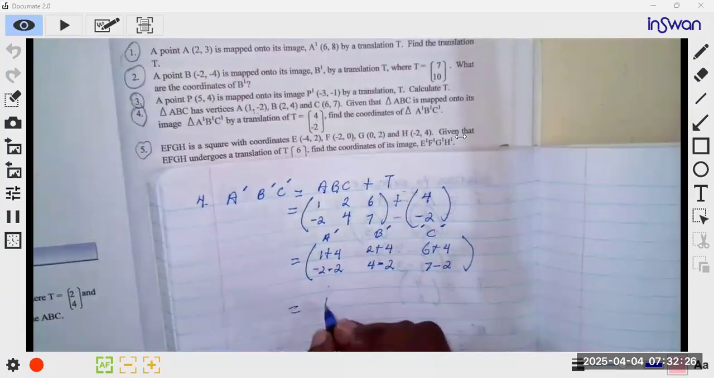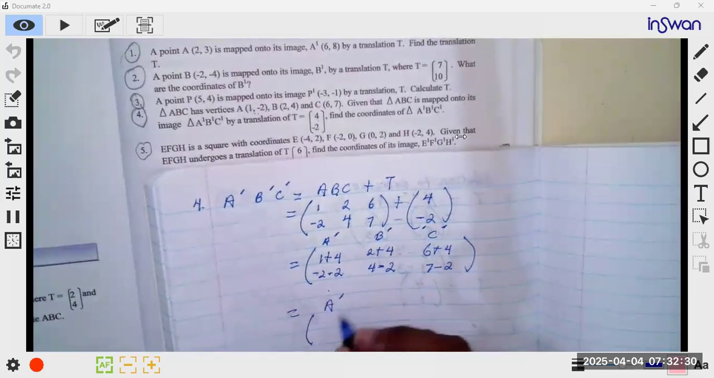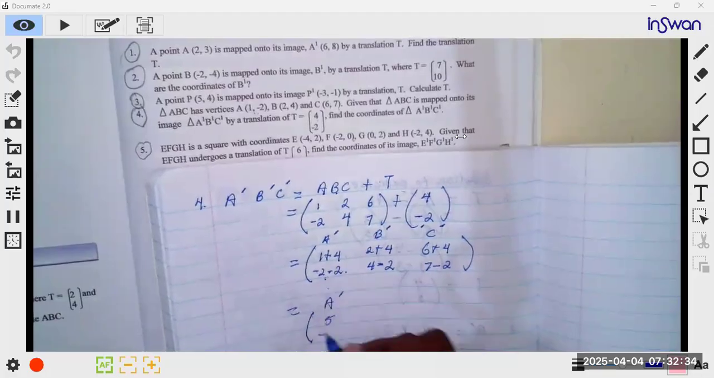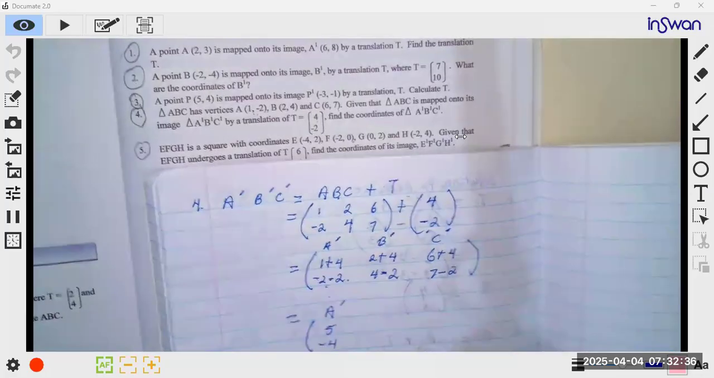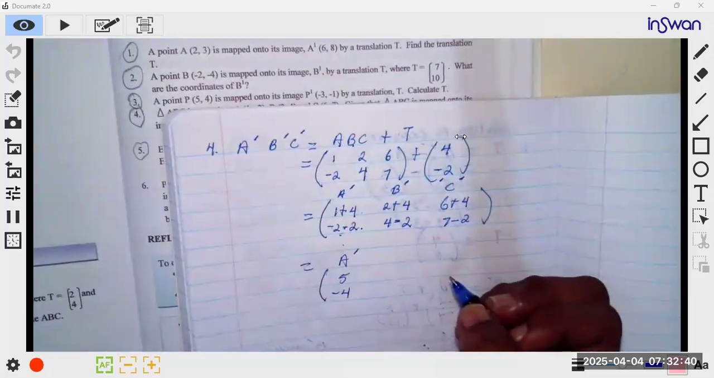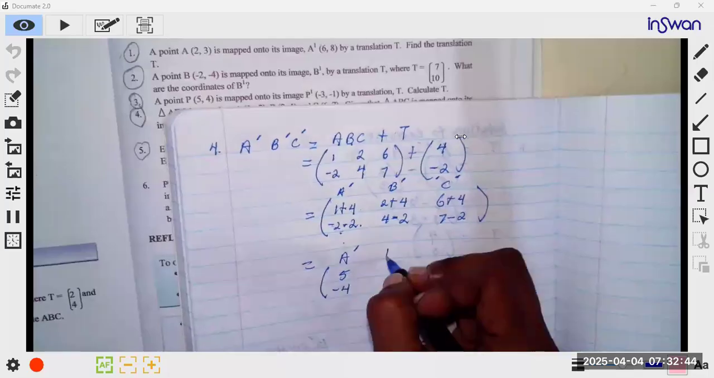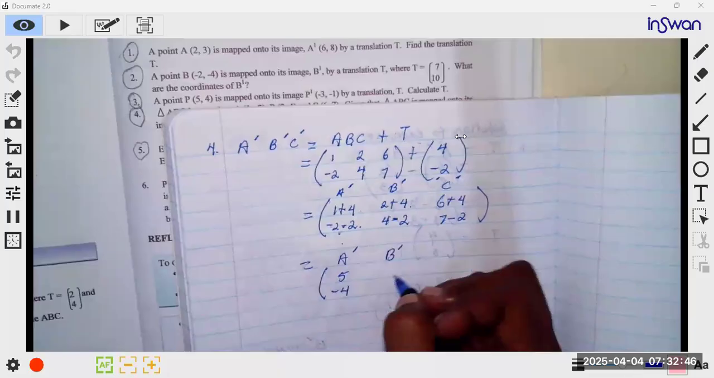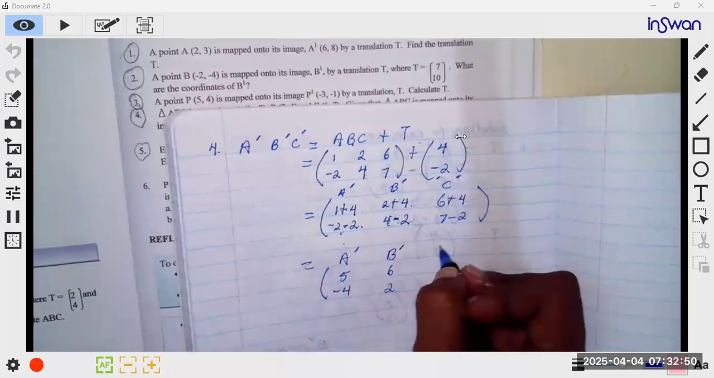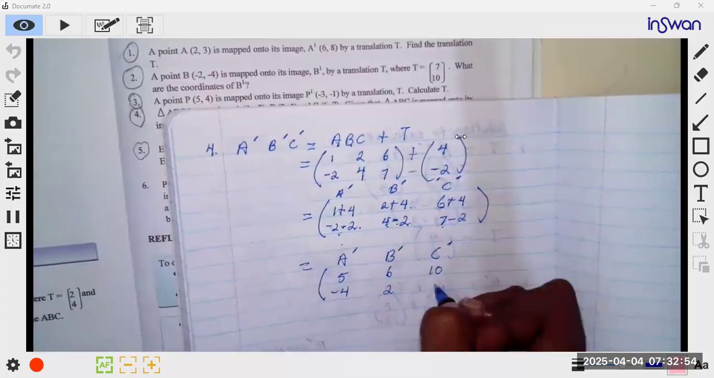So therefore now my A prime value will be 1 plus 4 is 5, minus 2 is minus 4. Understand that so far, Kezia? Yes, miss. And B prime will be 2 plus 4, which is 6, 4 minus 2 is 2. And C prime will be 6 plus 4, which is 10, 7 minus 2 is 5.